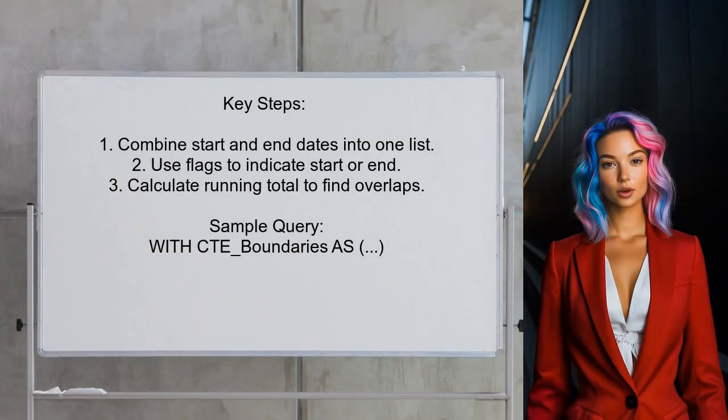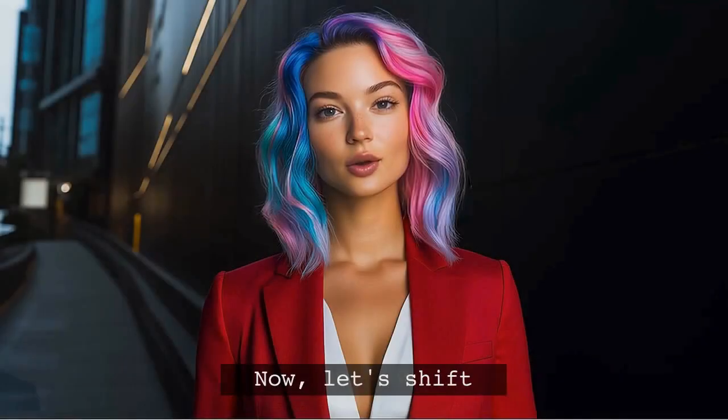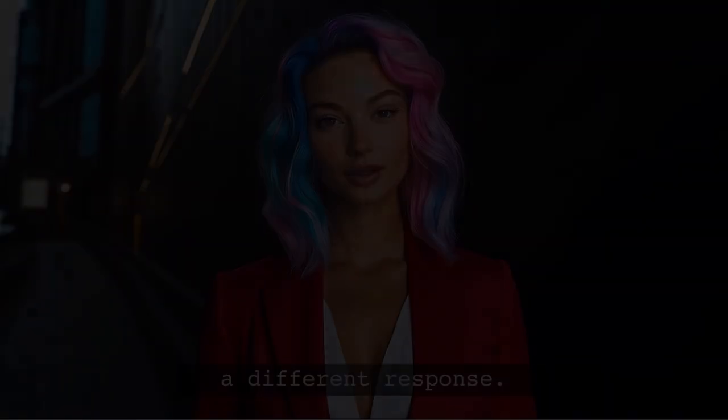The user also suggests consolidating all start and end dates into a single list with flags to indicate whether each date is a start or end. By calculating a running total of these flags, you can determine when all overlapping intervals have ended. Now, let's shift our focus to a different response.